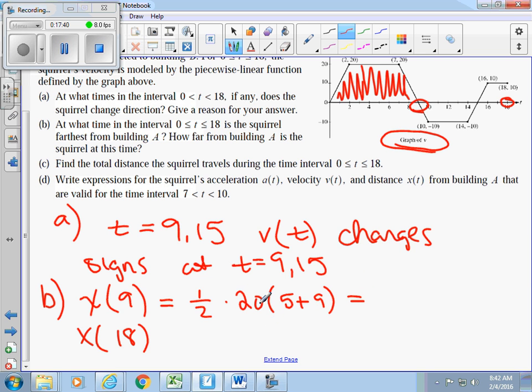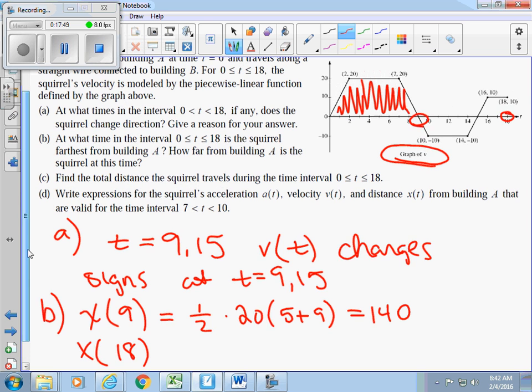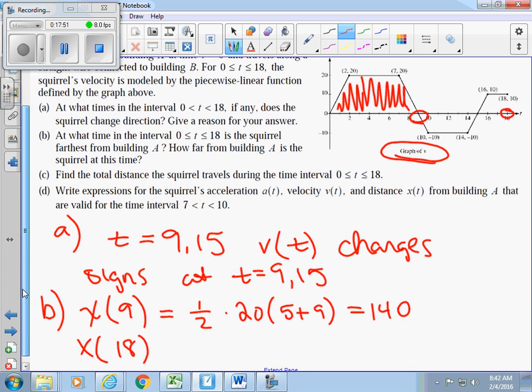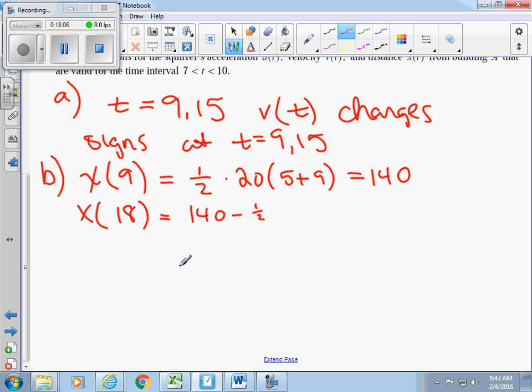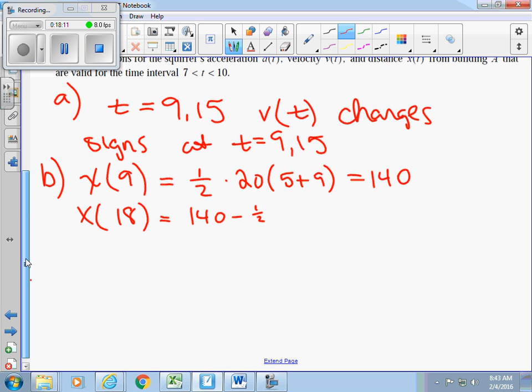14 divided by 2 is 7. 7 times 20 is 140. So 140 units. Do we have units? Still no units. And at 18, 140 minus this trapezoid. Did you say why? Yeah, Katie answered it. Awesome. Good job, Katie. Why?